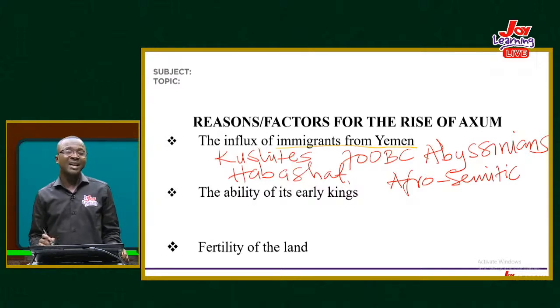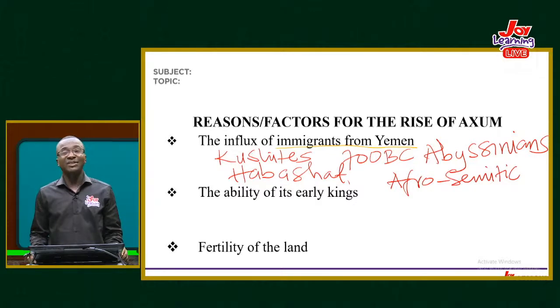And we are saying that it was these Abyssinians who laid the foundation for the rise of the kingdom of Axum. I hope you understand that. So we can say that if they had not come, probably the intermarriage would not have taken place for them to have the population known as the Abyssinians.